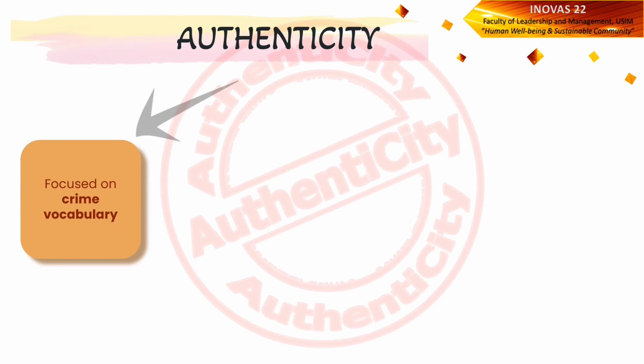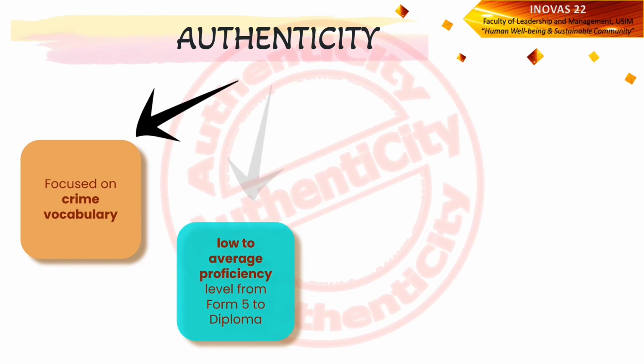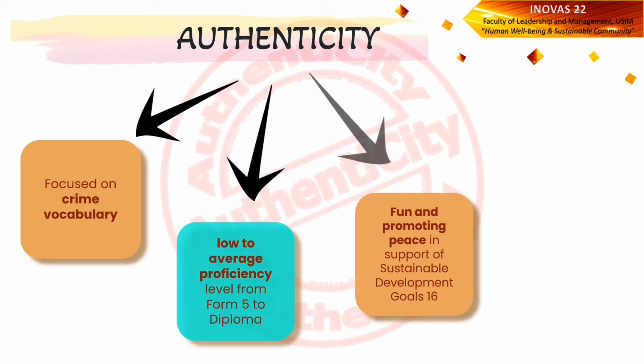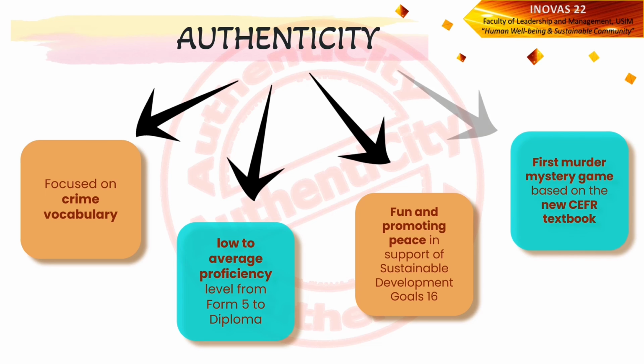Although there are other innovations of similar nature, Who Did It is focused on crime vocabulary. It caters to students with low to average proficiency level from Form 5 to Diploma. It is fun and it promotes peace in support of Sustainable Development Goal 16. It is also the first murder mystery game based on the new CFR textbook.